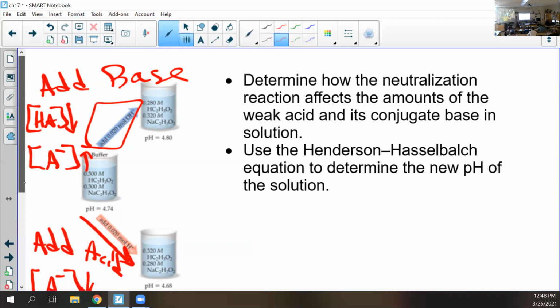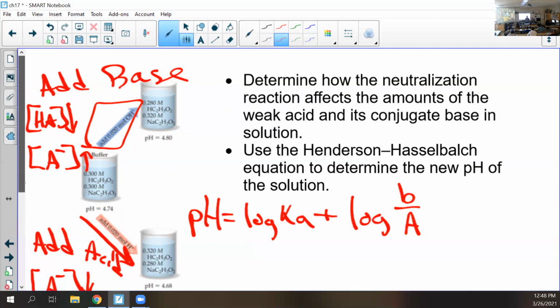Okay, sweet. All right. So we will use the Henderson-Hasselbalch equation to determine the new pH of the solution. pH equals the negative log of Ka plus the log of B over A. All we do is we take our initial of both of them and we either add or subtract their change based on what we added. So if you add 0.2 of the acid, then you add 0.2 to the top, to the bottom, and then minus 0.2.